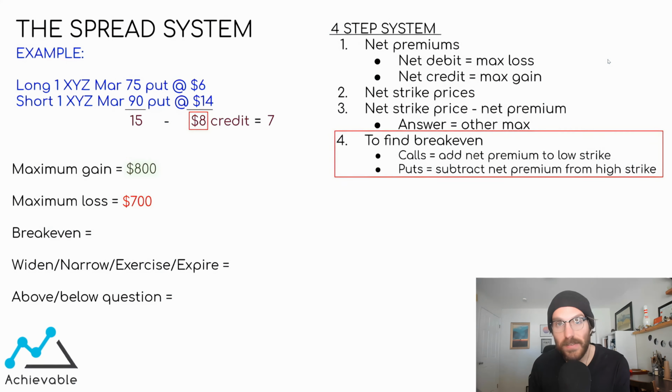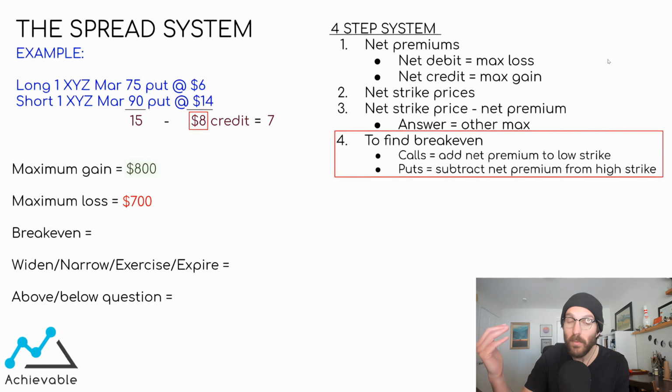Now, it doesn't matter if it's a debit or credit, but we take that original net premium, and as a reminder from the last video, with spreads, the break even will always be between the two strike prices. So we should know right away it's going to be somewhere above 75 and below 90. It has to be.